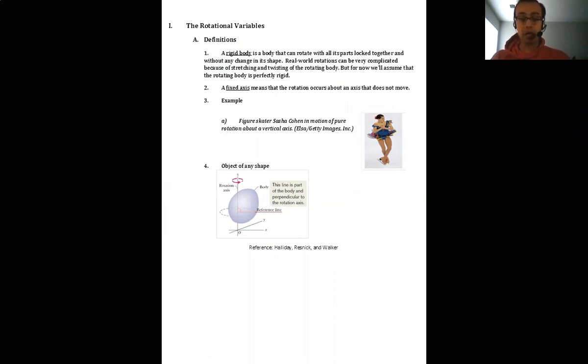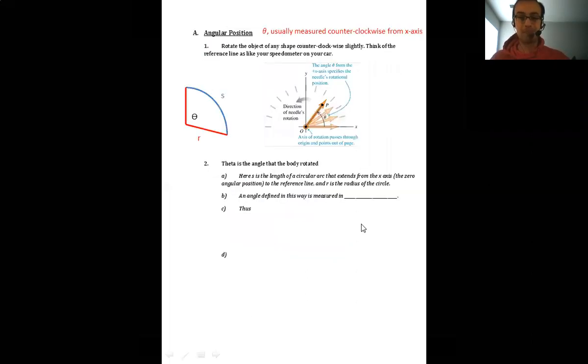A fixed axis also means that the rotation occurs about an axis that is, well, fixed. That's why it's called a fixed axis. It's an axis that does not move. So we're not dealing with an axis that's wobbling or precessing. Again, that's a little bit more complicated, and we're not going to worry about it right now. So in fact, let's enter the world of Inception where that top is in fact spinning constantly without any particular wobble. All right, so the first thing that we want to do is define this idea of angular position.